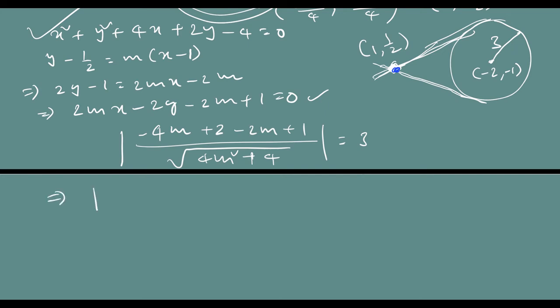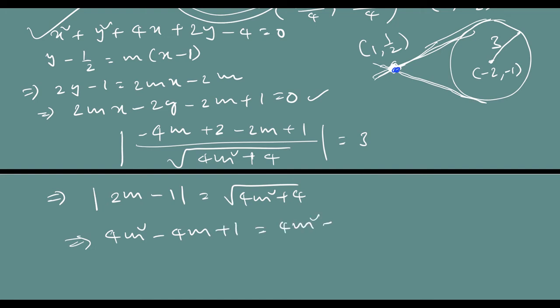If you clear the numerator, I'll have 6m minus 3. Cancelling a 3 on both the sides, I'll have 2m minus 1 is equal to root of 4m square plus 4 I am getting. So squaring on both the sides, I get 4m square minus 4m plus 1 is equal to 4m square plus 4. Cancelling 4m square on both the sides, I have 4m is equal to minus 3, or I have m is equal to minus 3 by 4.